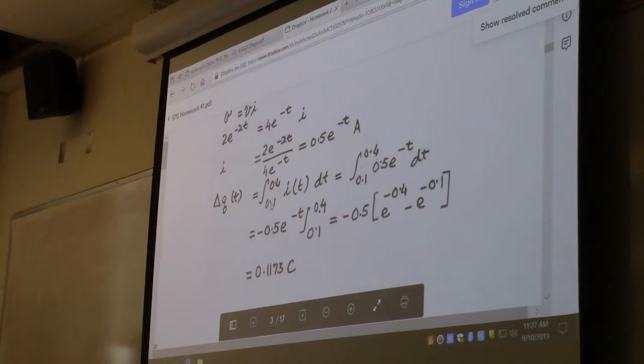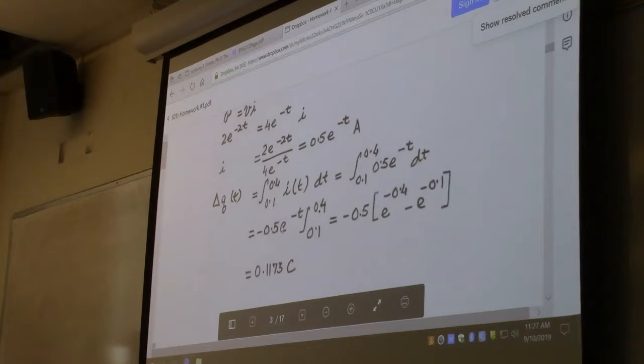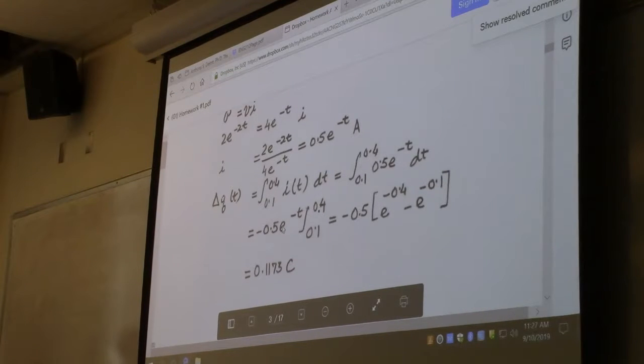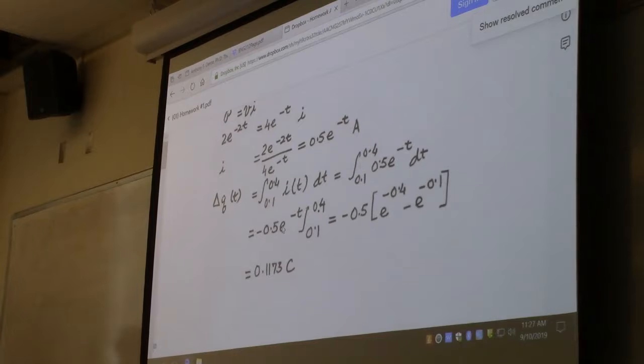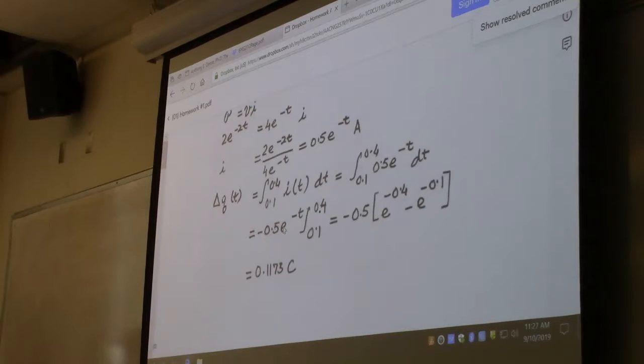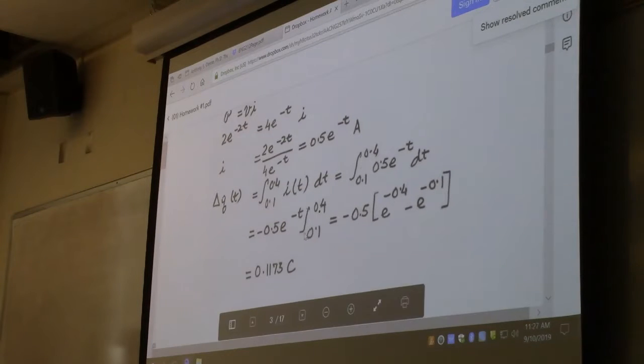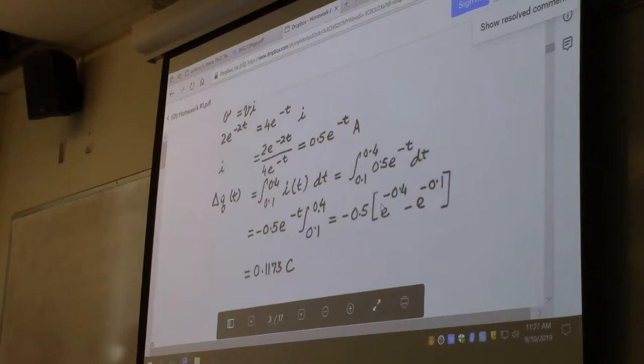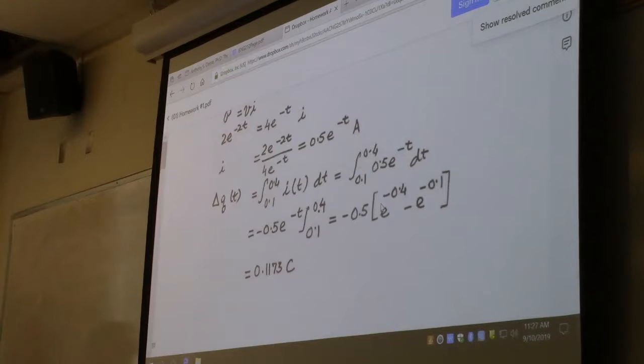So we're taking the integral from 0.1 to 0.4 of the current, which is 0.5 e to the negative t. And then the integral of e to the negative t is equal to negative e to the negative t, right? The integral of e to the x is e to the x. If we have e to the negative x, then we pull the negative out front. So what we end up with is negative 0.5 e to the negative t over the interval of 0.1 to 0.4. So we plug in the values of 0.4 and 0.1. And once you solve all that, you end up with 0.1173 coulombs.